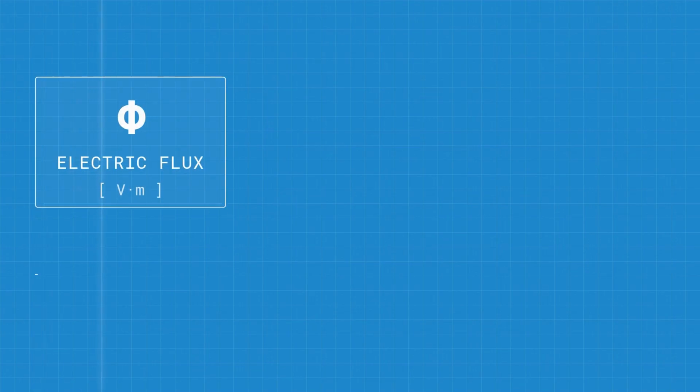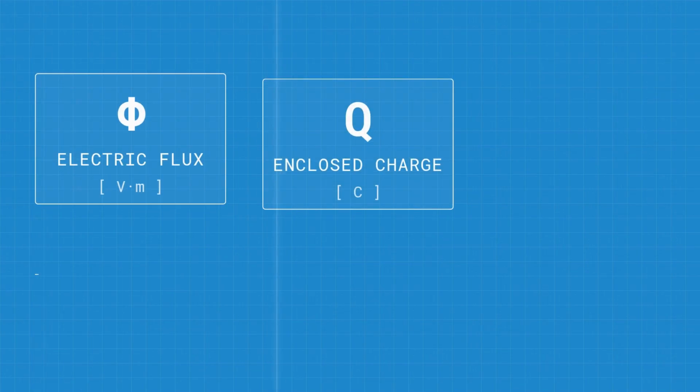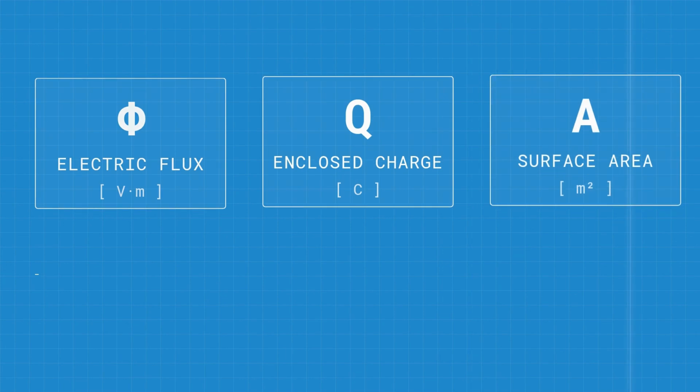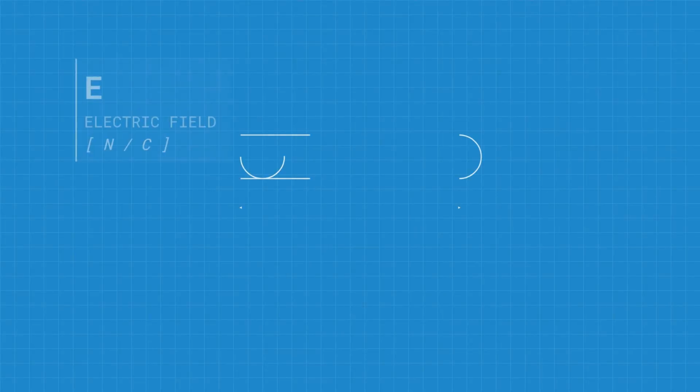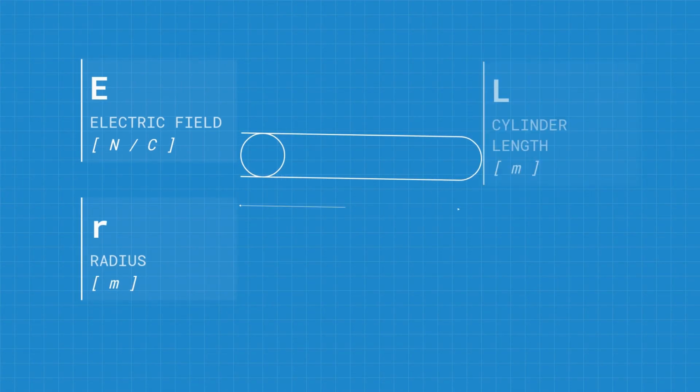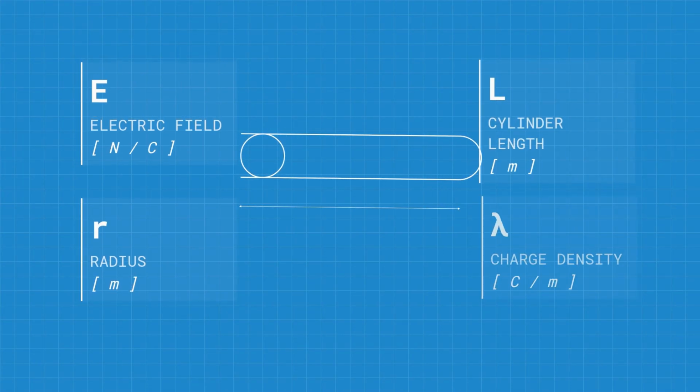The input fields include electric flux measured in volt-meters, enclosed charge in coulombs, surface area in square meters, electric field in newtons per coulomb, radius or distance in meters, cylinder length in meters, and charge density in coulombs per meter.